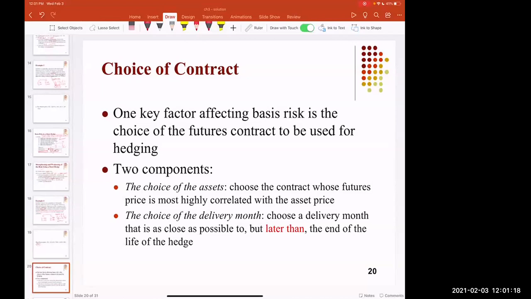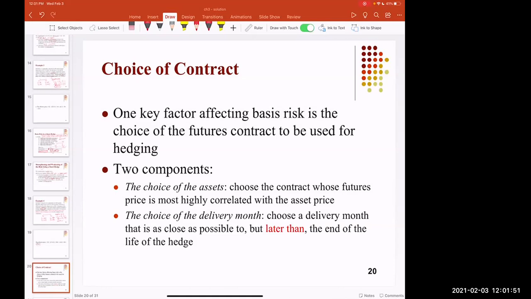There are two components. One is the choice of the assets. The underlying assets of the futures contracts may not be exactly the same as the assets you are trying to hedge. So you should try to choose the contract whose futures price is most highly correlated with the asset price. Later on, we're going to talk about cross hedging, which is about this case.